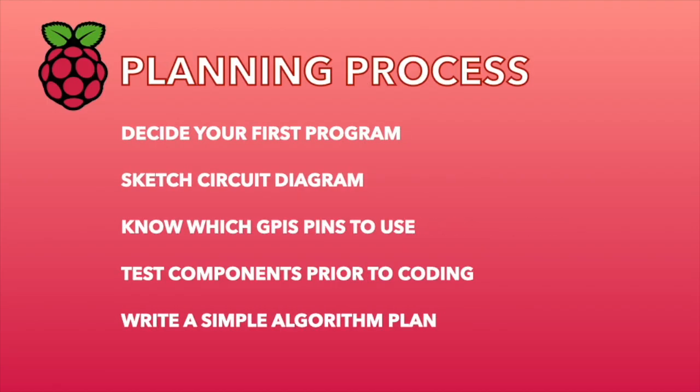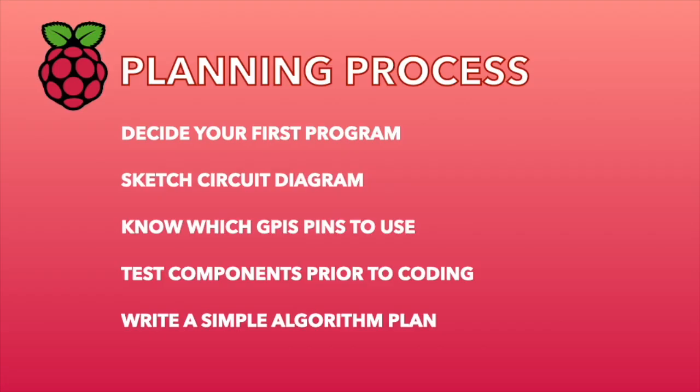The planning process is one of the most important steps in any Raspberry Pi project. Start by deciding exactly what your program will do. For our project, the goal is to make an LED turn on and off every 1 second. Next, sketch a rough circuit diagram on paper showing how GPIO pin 17 connects through a resistor, through the LED, and back to a ground pin on the Pi. Then check a GPIO pin diagram to confirm exactly which pins you are using so you avoid any wiring mistakes.